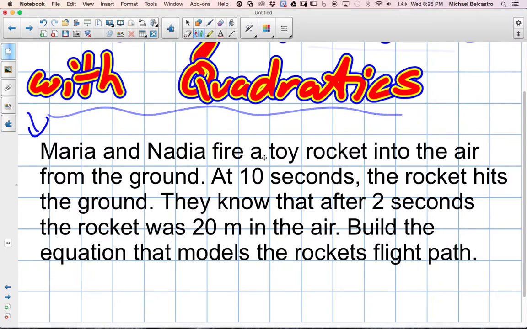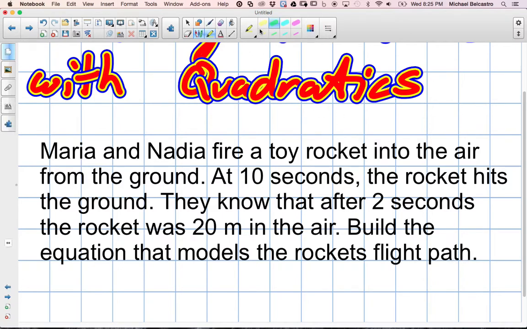So Maria and Nadia fire a toy rocket into the air from the ground. At 10 seconds, the rocket hits the ground. They know that after 2 seconds, the rocket was 20 meters in the air. Build the equation that models the rocket's flight path. Okay, lots of important info.